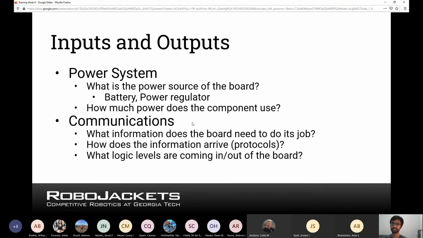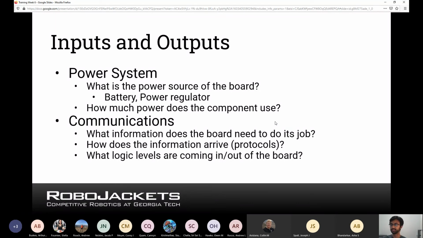And communications. There's going to be data flow, of course, because our boards have to do some sort of processing usually. And so we can think about what information the board needs to do its job. For example, it might ask for a command from another board. Let's say it could ask for a command from a PC and then use that command to perform some action. Or it could be receiving data from a sensor. That's more information that the board needs.